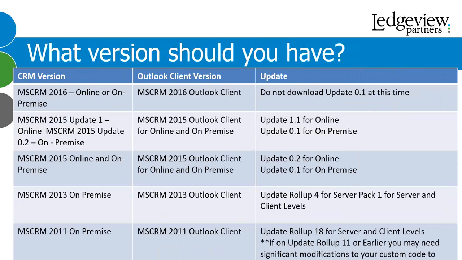If you're on 2011 on-premise, you want to have the 2011 Outlook client and Update Rollup 18 for server and client. There are many of you who are going to be on earlier versions of that Update Rollup. If you're at 12 or above, you can easily get to the 18 rollup. However, if you're still on Update Rollup 11, there could be some significant modifications to your custom code that need to be done because there's a significant change between 11 and 12 for the Update Rollups. You can always contact us here at CRM Support at LedgeView Partners, and we'd be happy to help you.